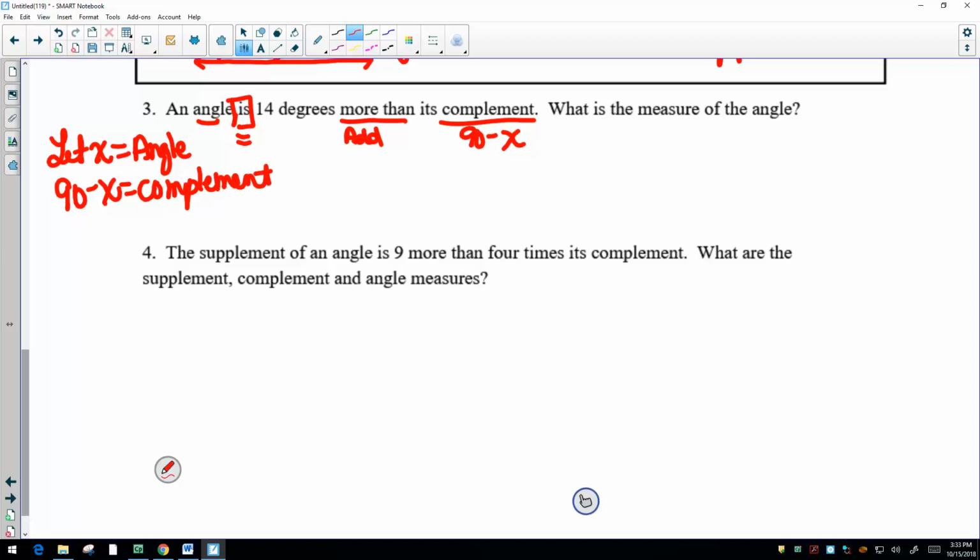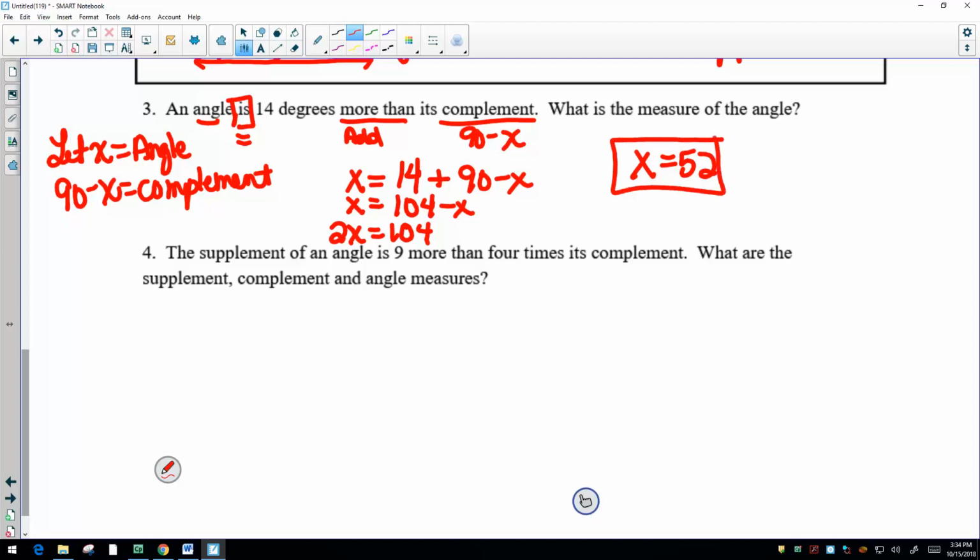Okay, so now we're going to put this all together. So we have an angle, which is X, is, there's our equals, 14 more than its complement. And there's our equation. So now we get to solve. So if I combine terms on the right-hand side, I have 14 plus 90, that's going to give me 104. If we add the X over to the left-hand side, now I have 2X equals 104. And if I divide through by 2, I can now find X is 52. And from our let statement on the left-hand side, we said X was our angle, so we found the measure of our angle.